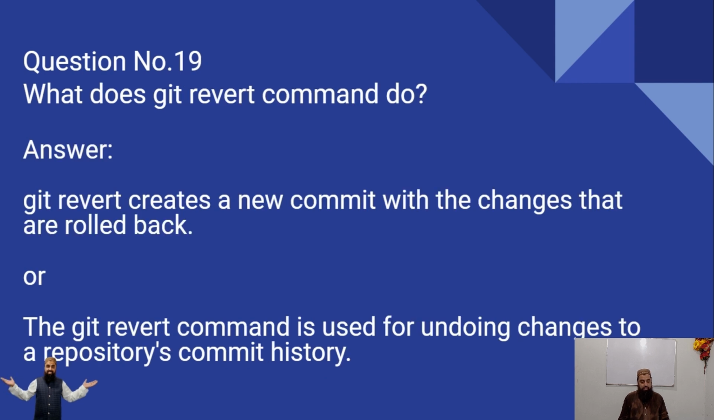Question number 19. What does the git revert command do? The answer is git revert creates a new commit with the changes that are rolled back. Okay, or the second definition is the git revert command is used for undoing changes to a repository's commit history. So I have changed something in a file and I just committed, but I thought that okay, that change was not a good change and I want to undo the change. Then I can use git revert commit id to revert the changes.